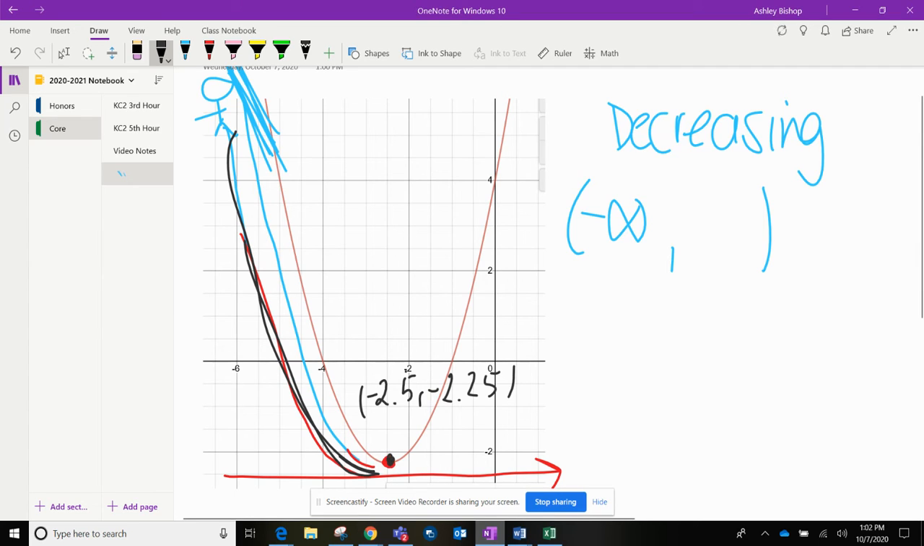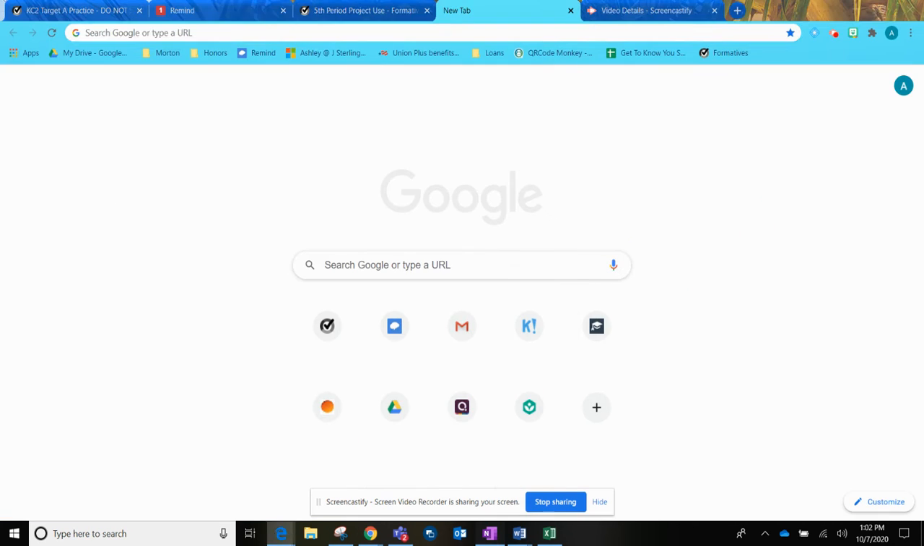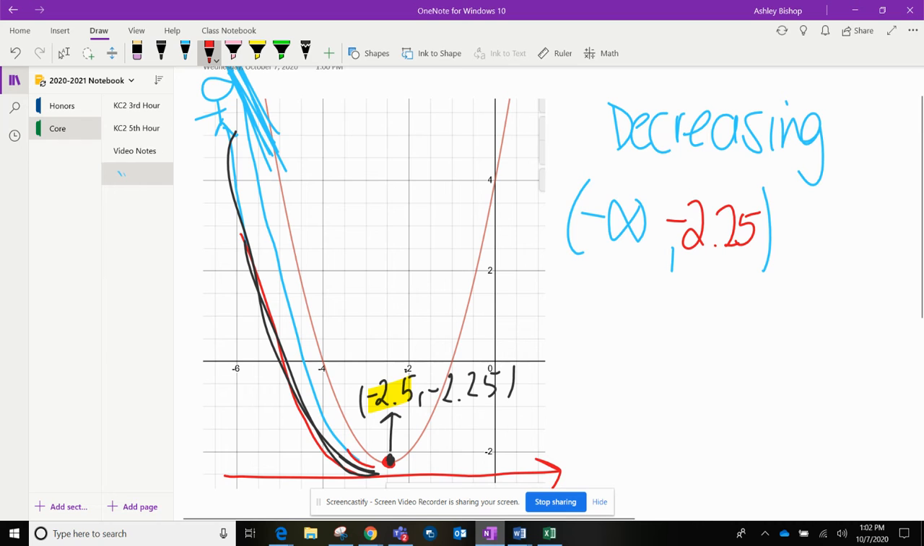This point is where I stop decreasing and we're going to use the X value. So the X value is the first value in your vertex, the first number. So negative 2.5. And then I'm going to do increasing.